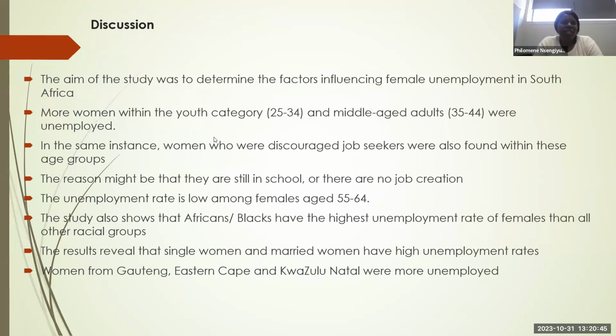Yeah. So the aim of the study was to determine the factors influencing female employment in South Africa. We saw that more women within the youth category, 25 to 34, and the middle-aged at 35 to 44, were unemployed. In the same instance, women who were discouraged job seekers were also found within these age groups. And the reason might be that they are still in school or there is no job creation.